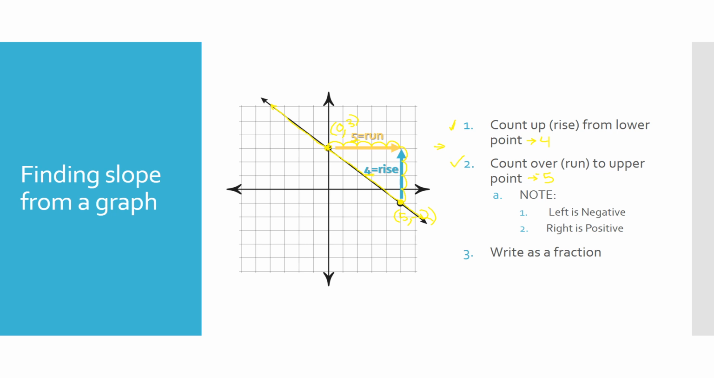So now we're going to write this as a fraction. Remember, our fraction is rise over run. Our rise was 4. Our run was -5. So our slope is -4 over 5, or negative 4 over 5. We could also say it's 4 over -5. Either way, it's negative.